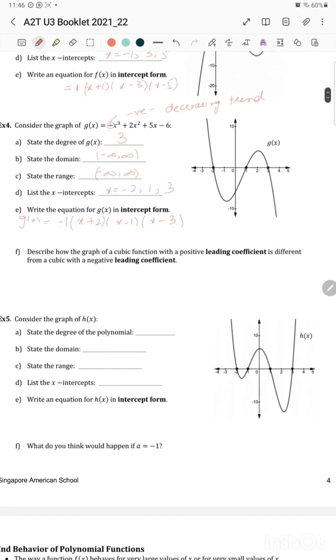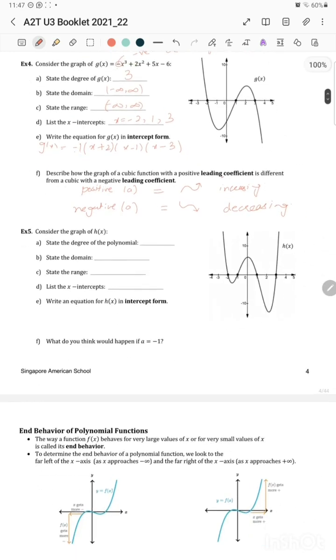Describe how the graph of a cubic function with a positive leading coefficient is different from a cubic function with a negative leading coefficient. So cubic with positive leading coefficient, a represents the leading coefficient, means like this, increasing trend. And negative leading coefficient, which means like this, decreasing trend.